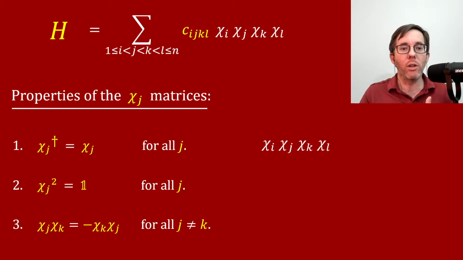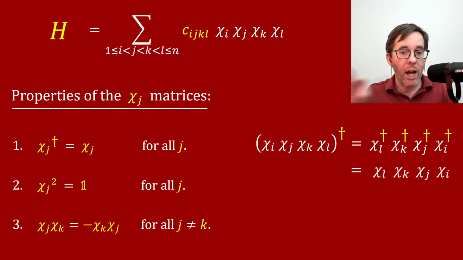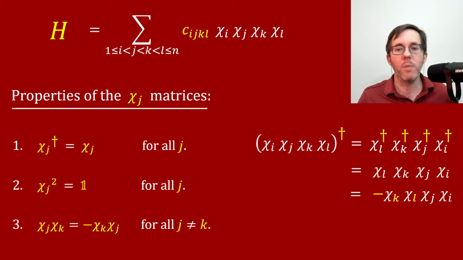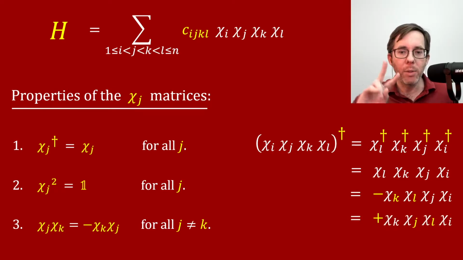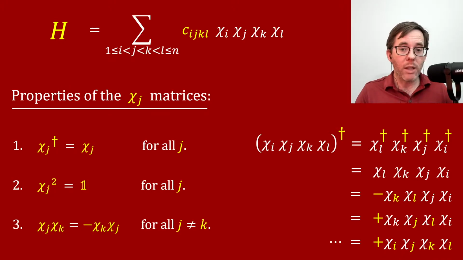If we look at one of the general, quote-unquote monomials in h, chi i, chi j, chi k, chi l, and we take its conjugate transpose, well, that gives the conjugate transpose of all the chi's, but in the reverse order. And now by property 1, we can delete all of those conjugate transpose signs. And then we can start reordering the chi's using the anti-commutation rule. So we switch chi k and chi l at the beginning, picking up a minus sign. And now we can move chi l further towards the end, switching it with chi j and getting another minus sign, etc. And if we do this, I think 4 more times, we end up with the matrices rearranged as chi i, chi j, chi k, chi l again. So what we've shown is that this monomial is also self-adjoint.